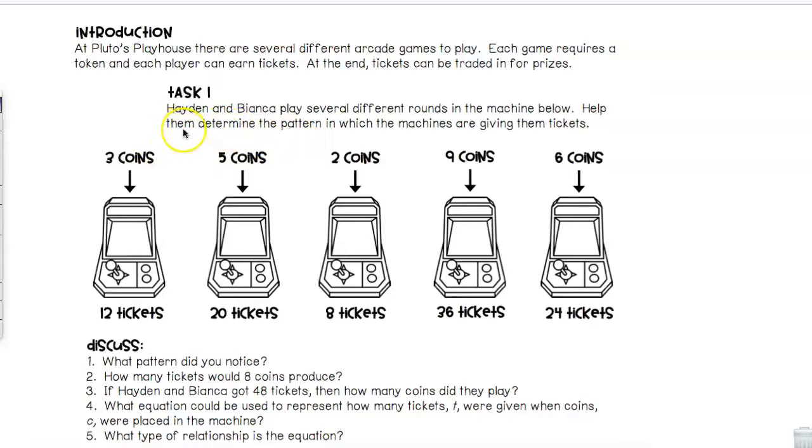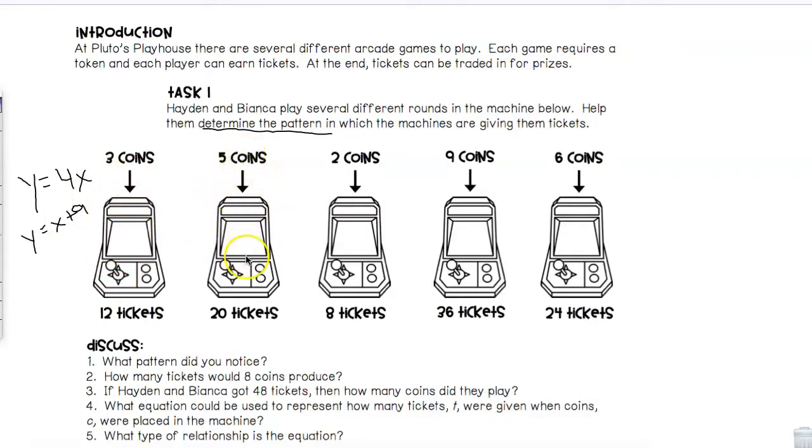Guys, this is what today's lesson is all about: determining the pattern. So what pattern did I notice? Number 1. Well, I put in 3 coins, I get out 12 tickets. So I'm noticing I can have 2 different things here. I could have y equals 4 times x, or I could have y equals x plus 9. Both of those would work here. So let's go on to the next one and see which of these we can eliminate.